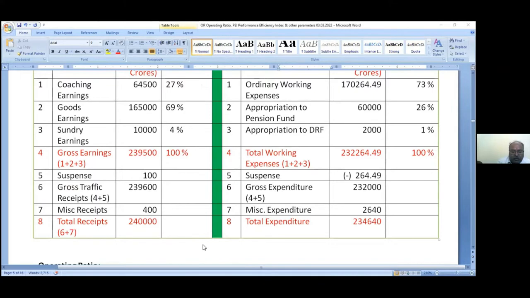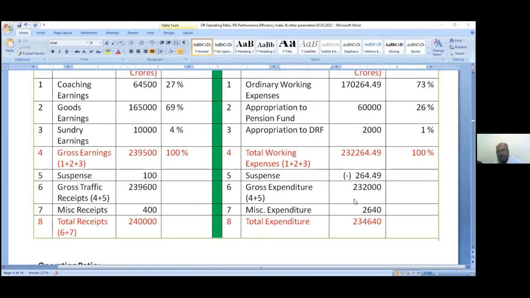That means we have to just add. 100 is the plus figure, so we have to just add. If we add 100, it is 2,39,600. Here, miscellaneous receipts, they projected 400 crores. So what is the total revenue receipts? 2,40,000 crores. Understand? 2,40,000 crores is the total revenue receipts or total receipts.